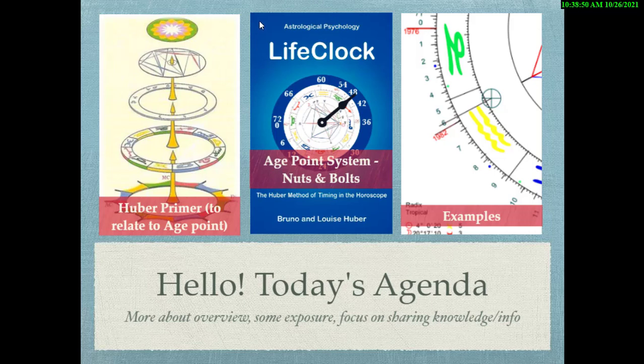And actually, I recommend this book, Life Clock by Bruno and Louise Huber. There are many more. You can go to astrologicalpsychology.org. All the resources, all the Huber books are listed there, and I absolutely recommend getting all of them. But if you want one that holds the balance of all the technical bits that you could ever want, the Life Clock book absolutely holds that.